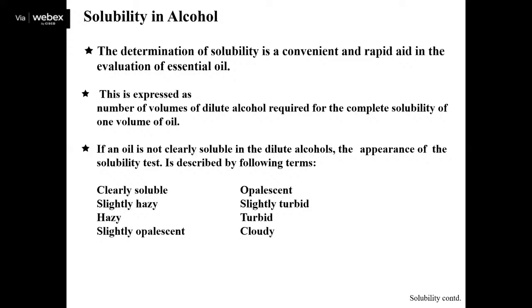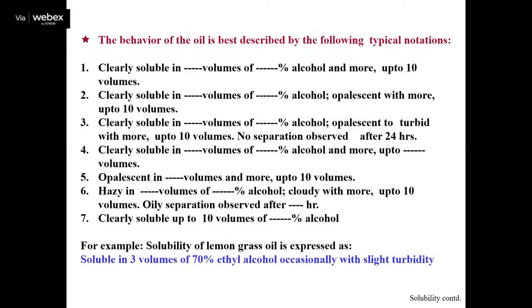It is also a very important parameter, because if any adulteration is there, the solubility will change. So we determine the solubility of the essential oil also, and this is expressed as the number of volumes of dilute alcohol required for the complete solubility of 1 volume of oil. The term is clearly soluble. If it is not, it is slightly hazy or cloudy.